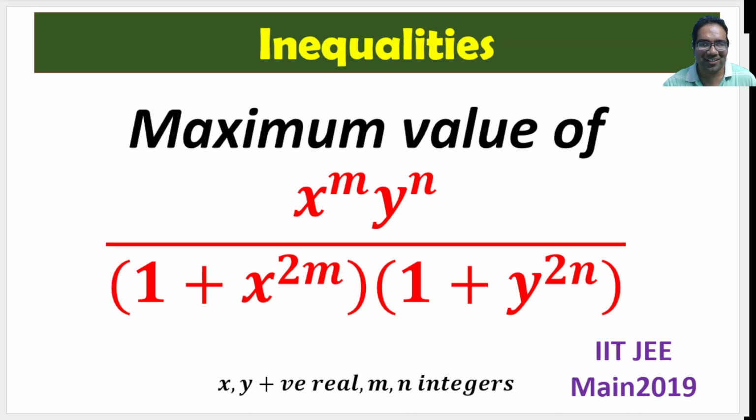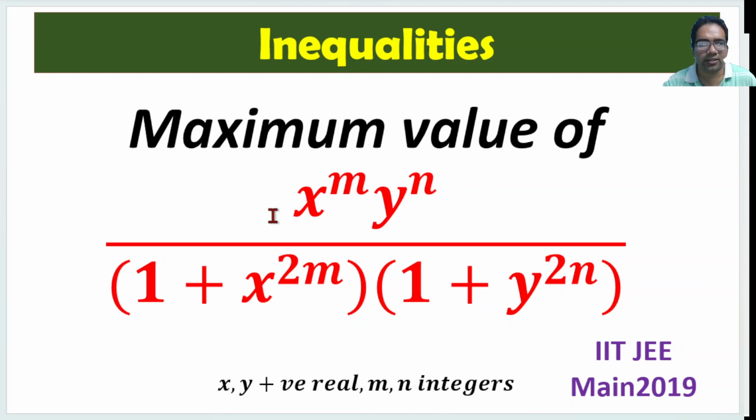Hi friends, here is a nice inequality problem. We have to find the maximum value of x^n y^n / ((1 + x^2n)(1 + y^2n)). x and y are positive real numbers, and m and n are integers. Since x and y are positive numbers, x times y is definitely not zero.